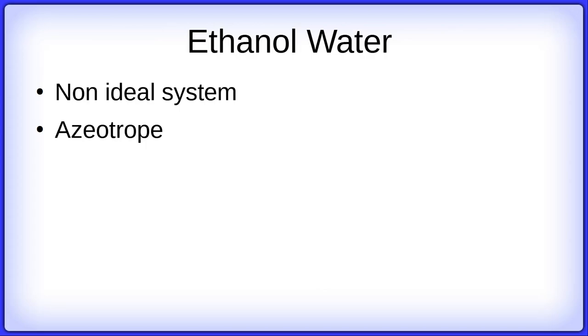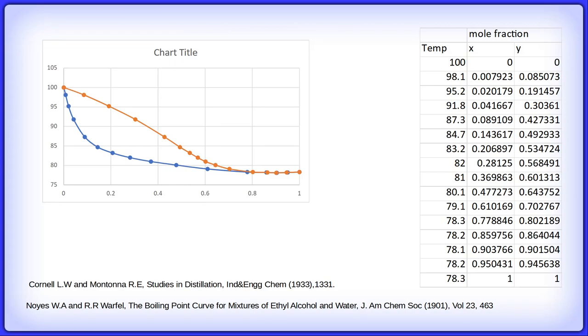As most of you must be aware, the ethanol water system is a highly non-ideal system and it forms an azeotrope. The data for the ethanol water vapor liquid equilibrium at 1 atmosphere has been taken from Cornell, LW, Montana, Noyce and Waffle, and you can see that the data is on the right hand side.